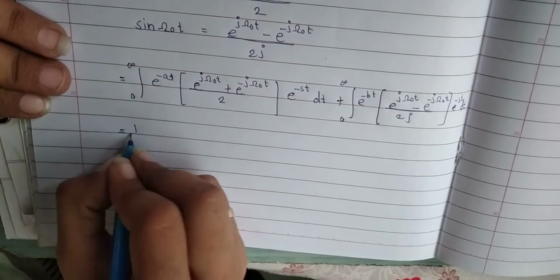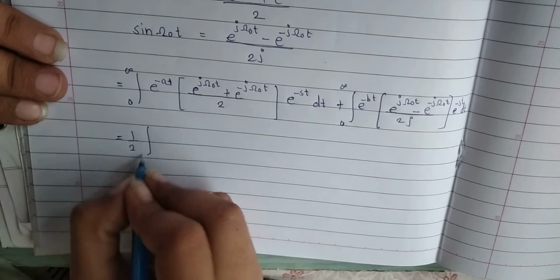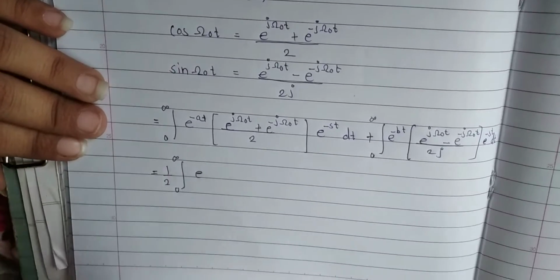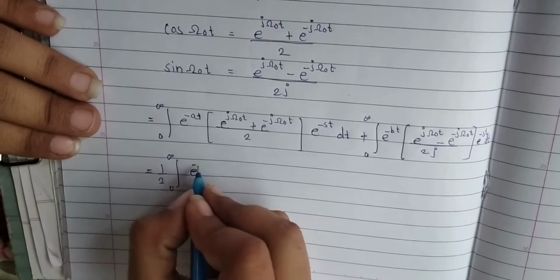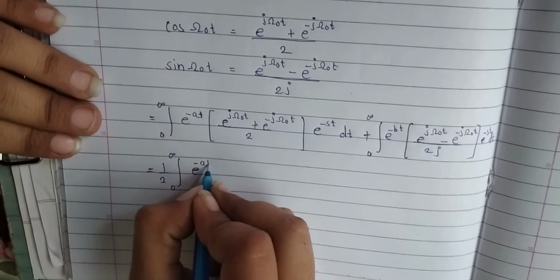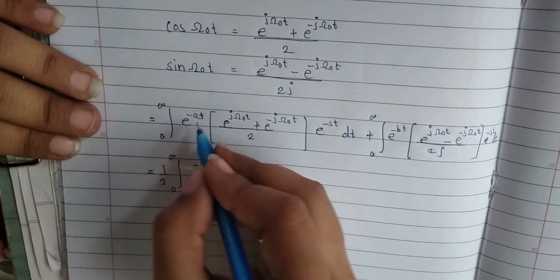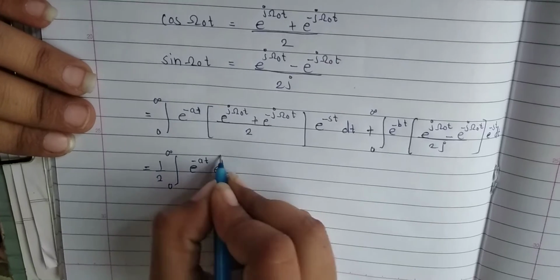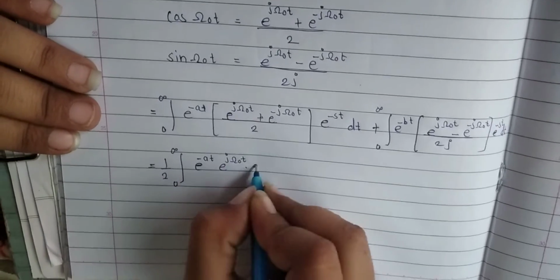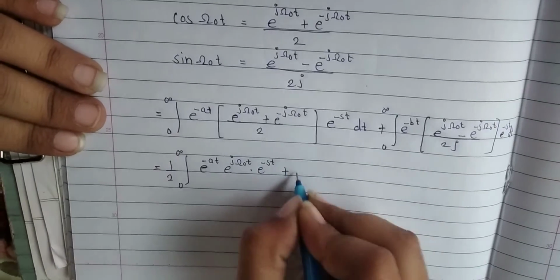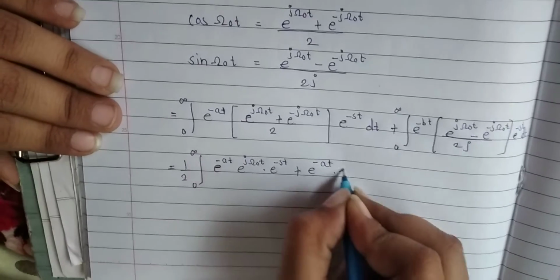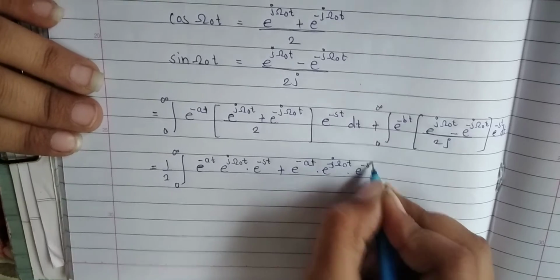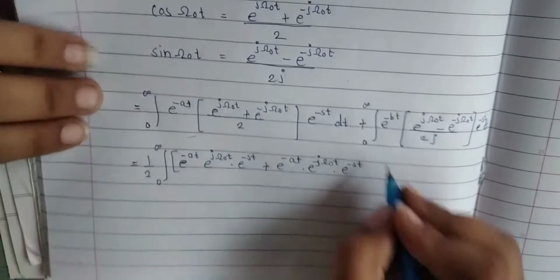Now I take 2 outside the integration, so it becomes 1 by 2 integration 0 to infinity. Now I take exponential common, so it becomes e raised to minus at. Now I multiply e raised to minus at inside the bracket, so it becomes e raised to minus at e raised to j omega naught t into e raised to minus st plus e raised to minus at into e raised to minus j omega naught t into e raised to minus st whole into dt.